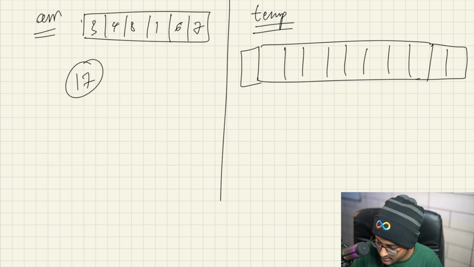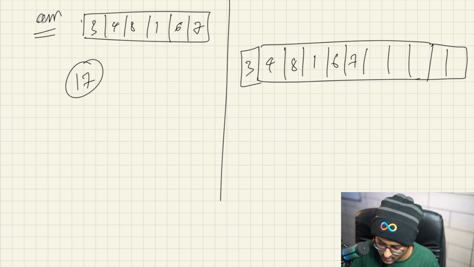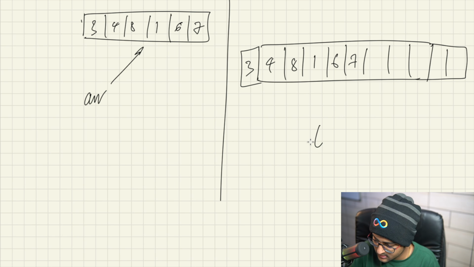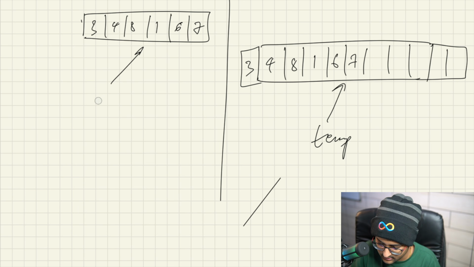8, 9, 10. Copy all these items here. 3, 4, 8, 1, 6, 7. And then what do you do? You say arr is equal to, so initially arr was pointing to this, and temp was pointing to this. Now you'll say arr is equal to temp, like this data, this is actually the main data.